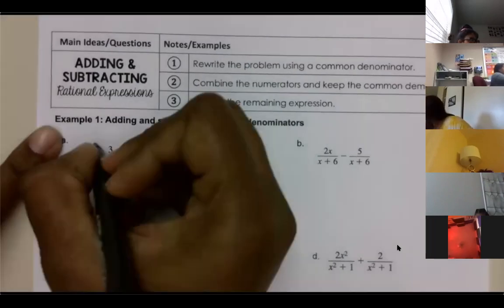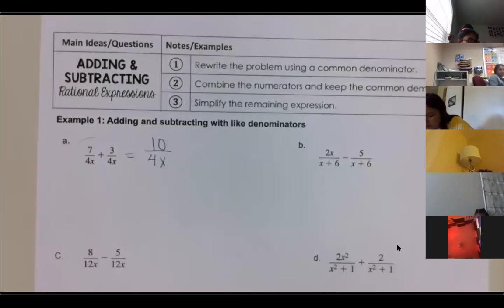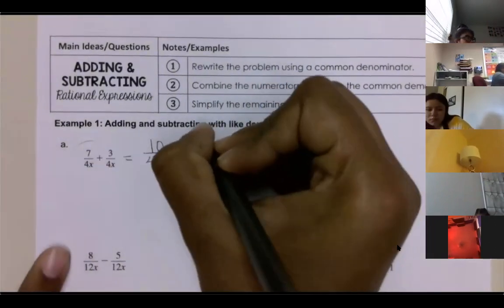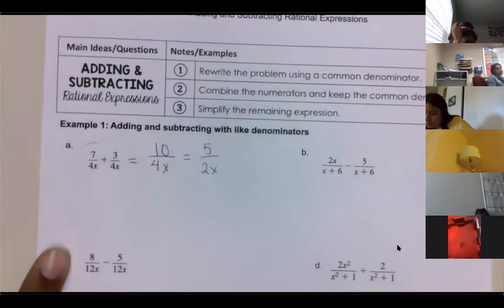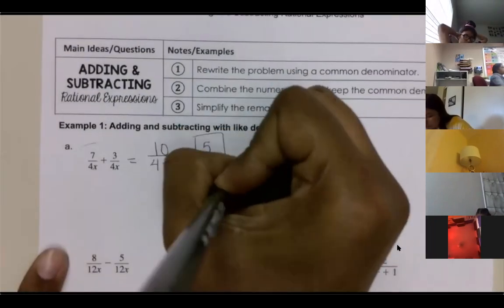And then all you do is combine the numerators. So you're going to do 7 plus 3, which is 10. Now you're going to check and see, can you simplify that? Is there anything that goes into 10 and into 4x? You can simplify it by 2. So 10 divided by 2 is 5, and 4 divided by 2 is 2. So your final answer is 5 over 2x.